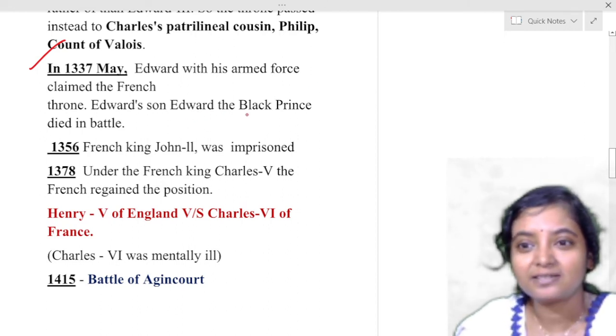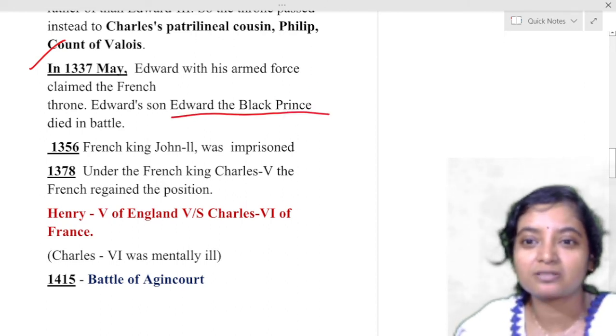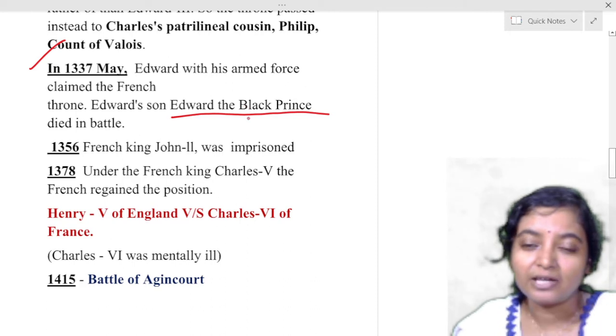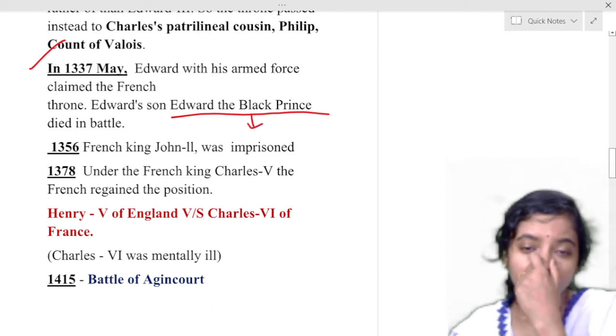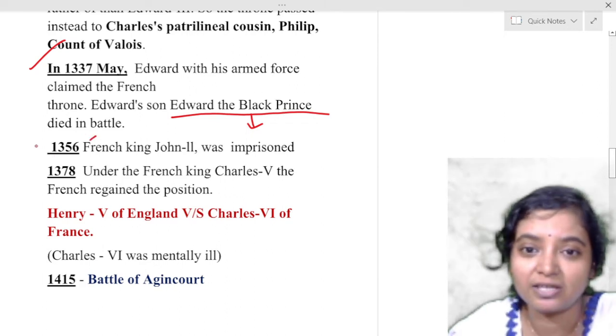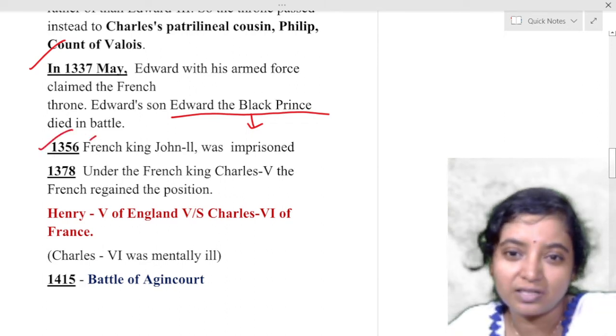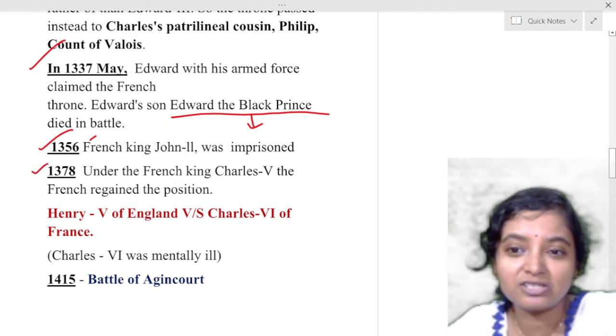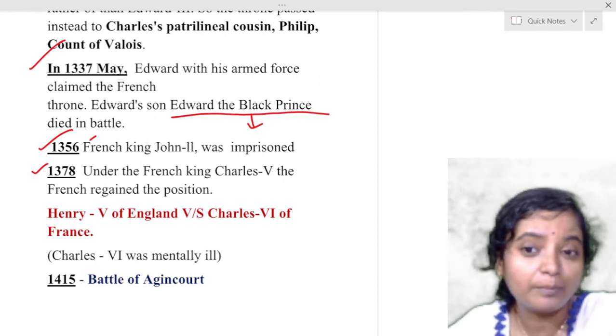We have discussed in the Wars of the Roses that Edward the Black Prince died in battle, and that's why after Edward III's death, the Black Prince's son will be on the throne. Now in 1356, French King John II was imprisoned. In 1378, under the French King Charles V, the French regained the position.